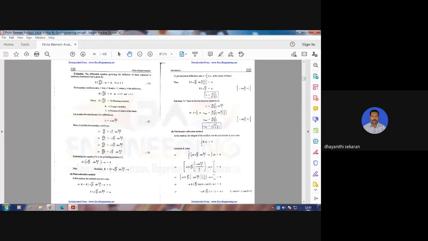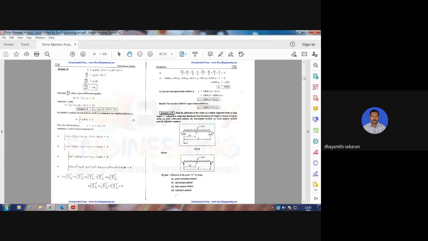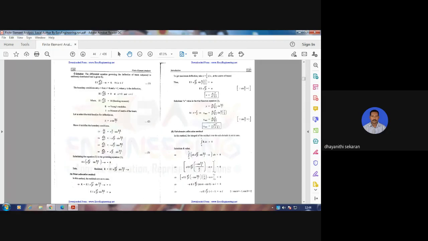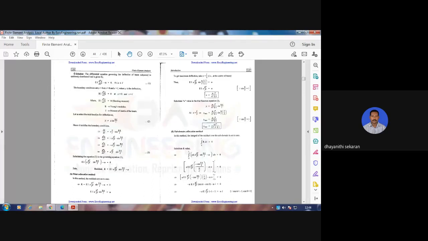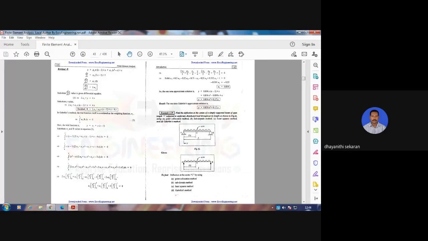So the boundary conditions are y equal to 0. See here very well: at point A, y equal to 0 at x equal to 0. Is it correct or not? Next, at point B, at x equal to L, y equal to 0. Y is nothing but displacement. Displacement is 0 at points A and B, so x equal to 0 at the initial point and x equal to L at the end point. Is it correct or not?